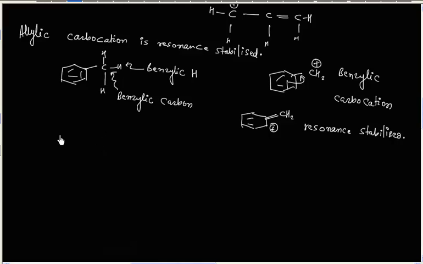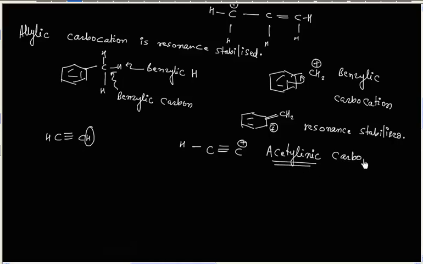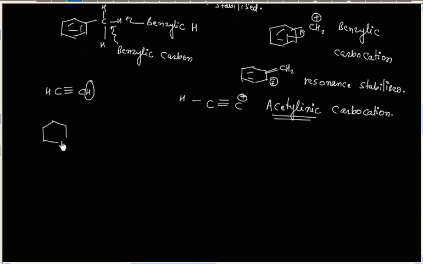We can similarly form a carbocation from acetylene. If I remove this hydrogen, in that case we will have this carbocation, and this is acetylenic carbocation. So this is coming from acetylene. Similarly, we can have a phenyl carbocation. If I remove a hydrogen from here, then the corresponding carbocation will be phenyl carbocation.